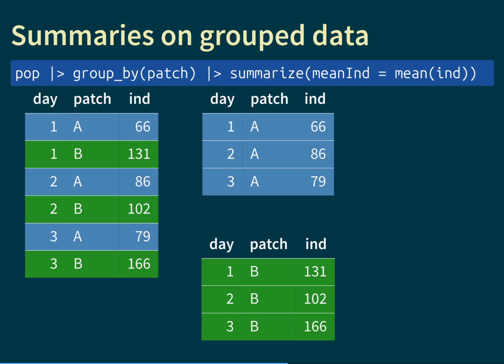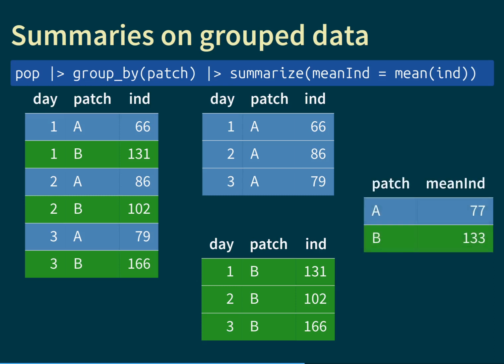And then we take the green subtable, and there we calculate the average of 131, 102, and 166, which is going to be around 130. Let's see what the actual result is. Well, here we go. Again, in patch A, the average number of individuals is 77, and in patch B, it is 133.